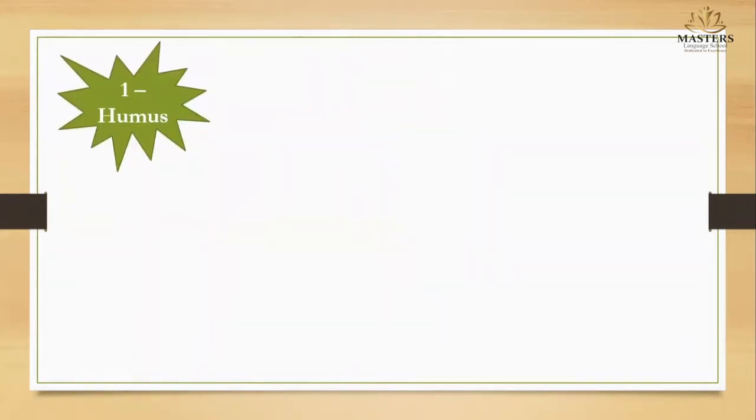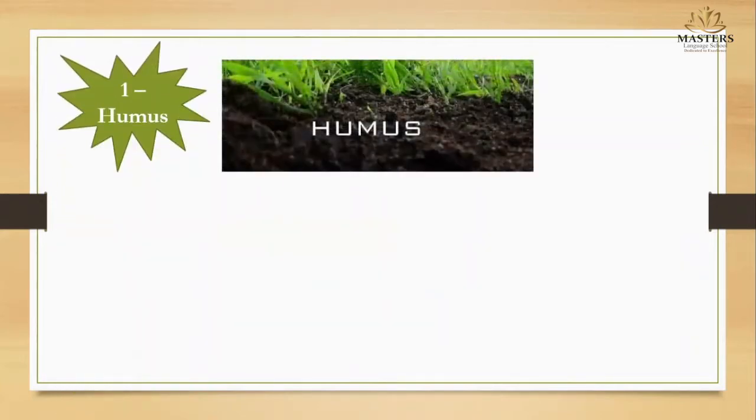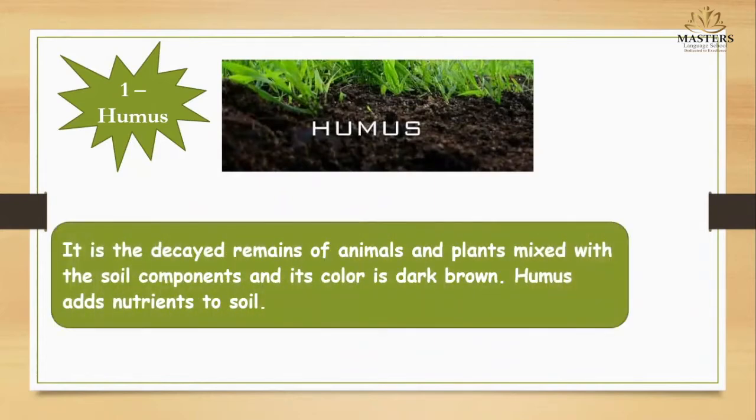Now, what is humus and what is its importance for the soil? Humus is the decayed remains of animals and plants mixed with the soil components, and its color is dark brown. Humus adds nutrients to the soil. Let me explain this. When animals and plants die, their bodies decompose or decay, forming humus. Humus becomes a part of the soil and changes its color into dark brown or black.